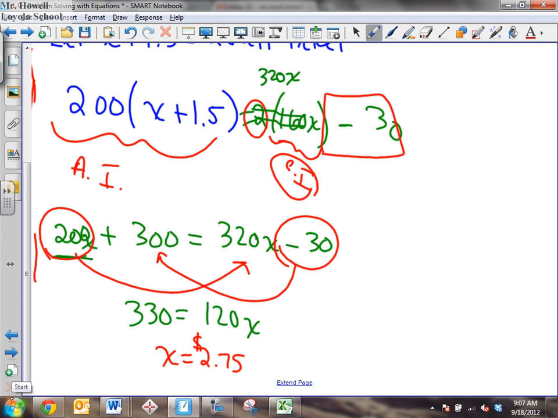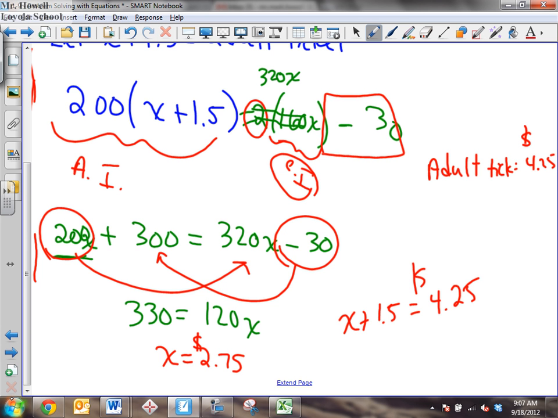Okay, so this is the children's ticket, so then we say X plus 1.50 is going to give us $4.25. So if you want to make a little summary, adult ticket is $4.25, and child's ticket. What does that mean when I put 2 little quotes below the previous line? Peter? John? Okay, very good. Same thing as the previous line. I didn't want to write the word ticket again, so you put little quote marks.